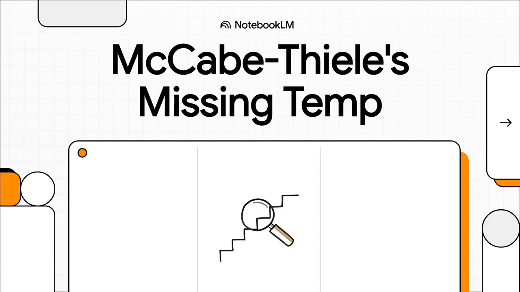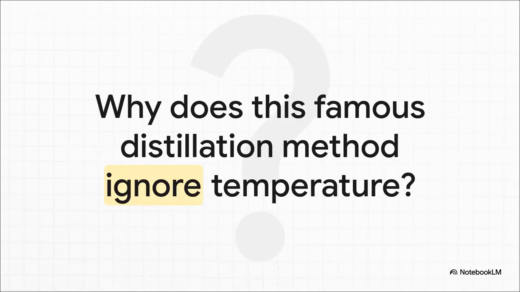All right, welcome. Today we're going to investigate a central paradox in one of chemical engineering's most essential tools. In a process that is all about temperature, why does the famous McCabe Thiele method seem to completely ignore it? Let's dive in. So let's just get right to the heart of the matter.